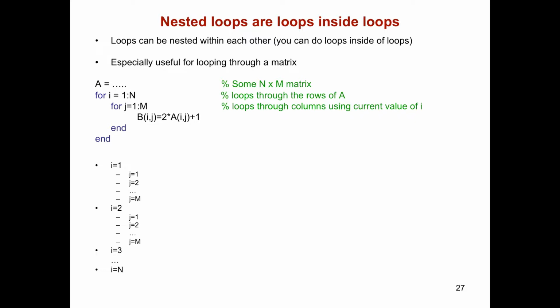Now I can also nest loops, okay? So I can actually have another loop within the other, okay? So in this particular case I have an outside loop and an inside loop. For each counter in the outside loop, I'm going to execute this entire inner loop, okay?